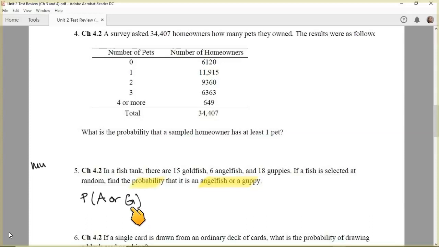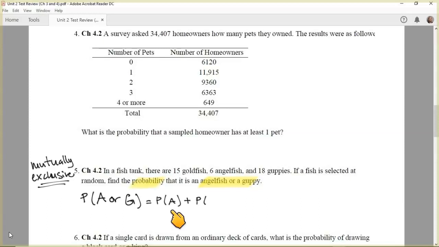And hopefully we are aware that these events are mutually exclusive. You don't have any angelfish that are also guppies, so they don't overlap with each other. That means you can either get an angelfish or you can get a guppy, and they have no mix, no overlap. So this is what we consider a mutually exclusive event. We just look at the probabilities of each event and add them together.